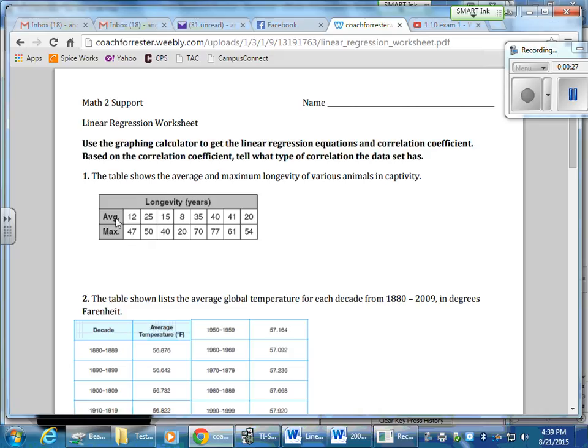is 47 years. So what it's basically seeing is, if the average is higher, then the maximum would also be higher. We're going to do that. We're going to find the correlation coefficient, use it to predict some different things, and so hopefully you can understand more about how to do this problem as you see it work.